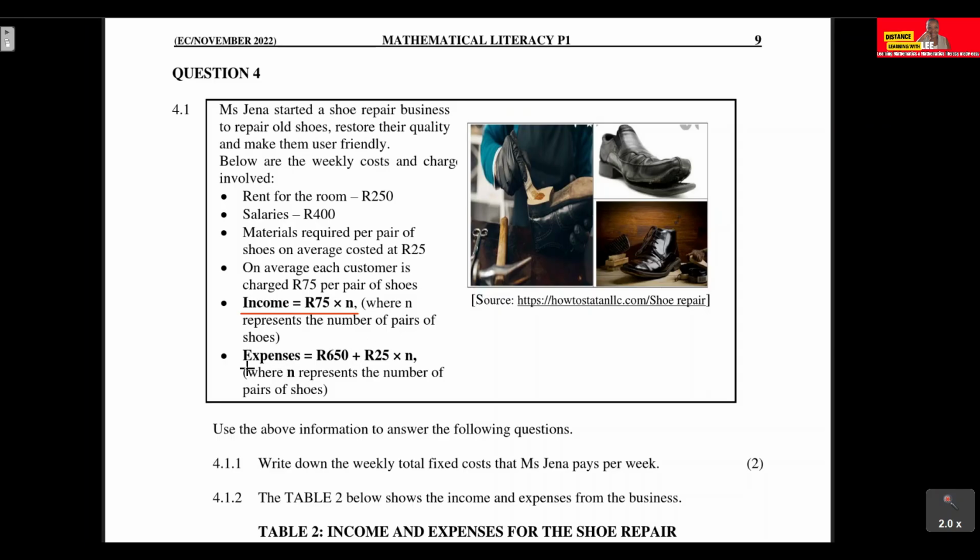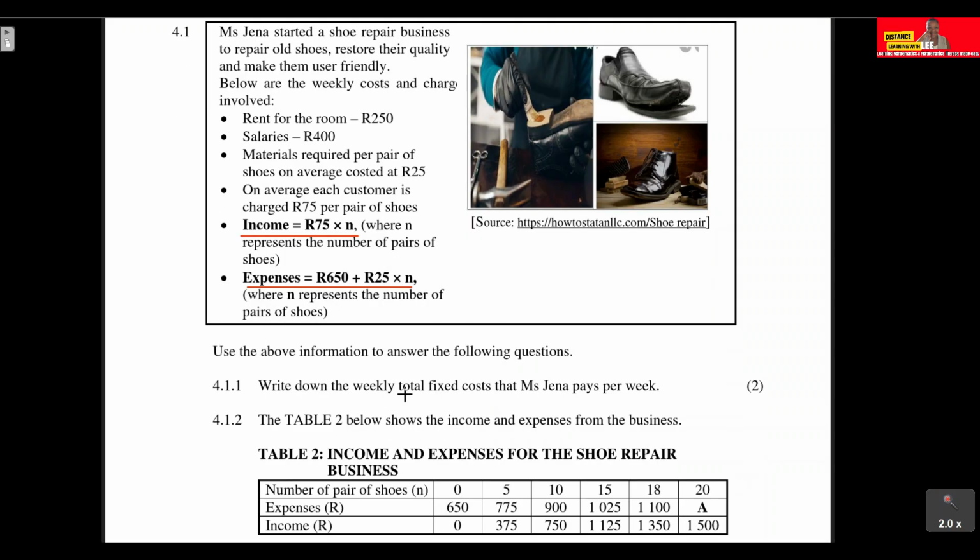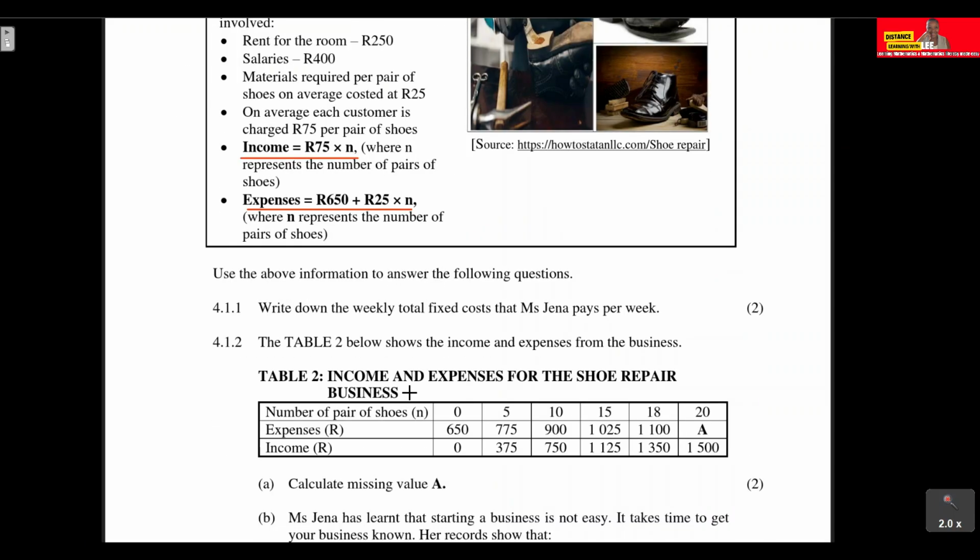We're also given the formula that we can use to calculate Miss Gina's expenses, and that formula is 650 plus 25 rand multiplied by N, where N represents the number of pairs of shoes. It says use the information to answer the following questions. Write down the weekly total fixed costs that Miss Jenna pays per week.